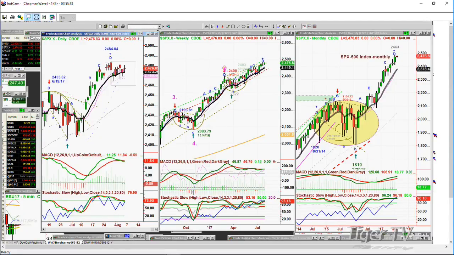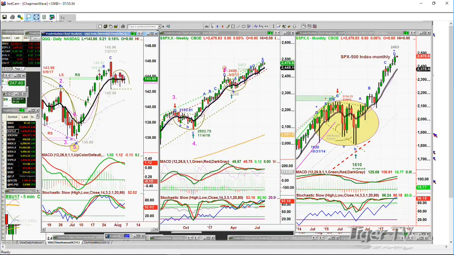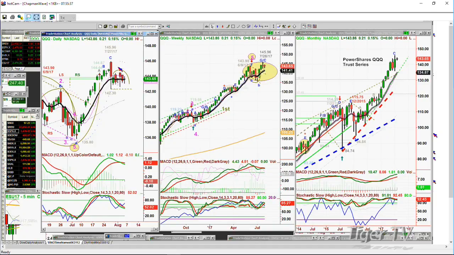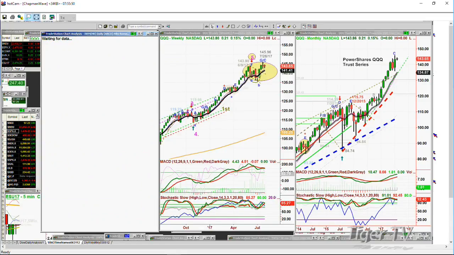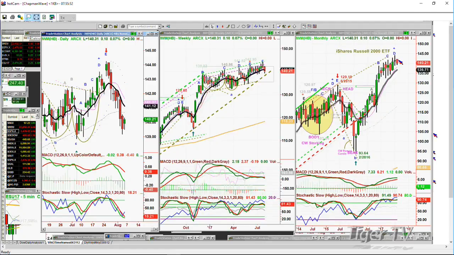If you're looking at the QQQ series at 143.86, up 21 cents, that is looking very interesting because it hasn't gone above the 145.96. It's in a leg C in the monthly chart. If you're looking at the IWM, I never did the IWM. IWM has gone to a doji candle last month, and so far hasn't gone above the high of 144.25 that was made on the 25th of July.